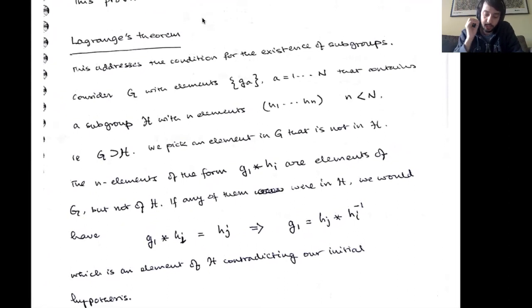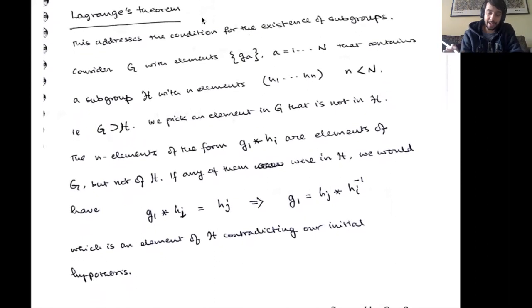Now, consider G with elements g_a, where a goes from 1 to N, and suppose that this contains in it a subgroup H with n elements, h_1 to h_n, such that this small n is actually less than big N. Of course, H is a subset of G. Now let's pick an element in G that is not in H. So the n elements of the form g_1 star h_i are elements of G, but not of H.